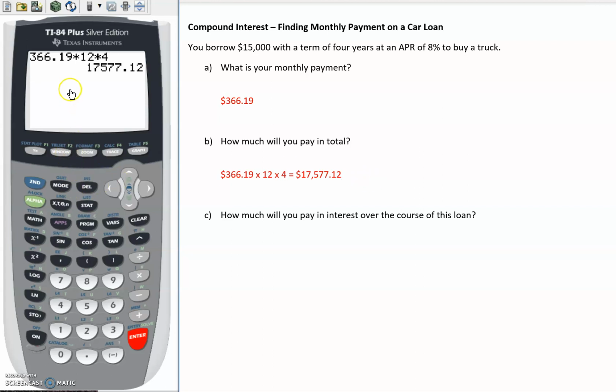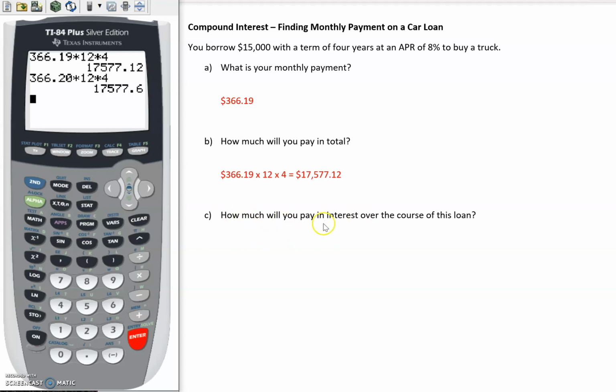Just as a quick aside, suppose we had rounded up our monthly payment. Remember, we said that decimal kept going. If we rounded it up, we said 366.20 times 12 times 4. Just supposing we use that slightly larger number, notice that we get a very similar number here, 17,577, and where we see a change is in the cents. Those were within 50 cents of each other. Of course, if this is over a longer period of time, that will increase, and would be off by maybe a few dollars, but we're in essentially the same ballpark here.